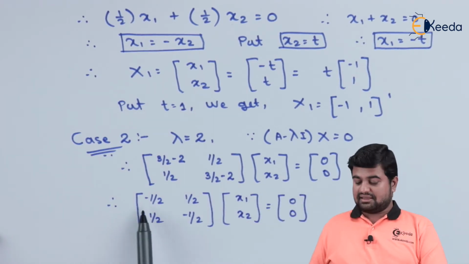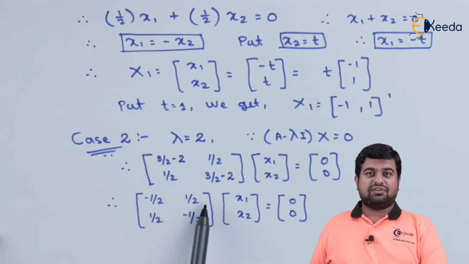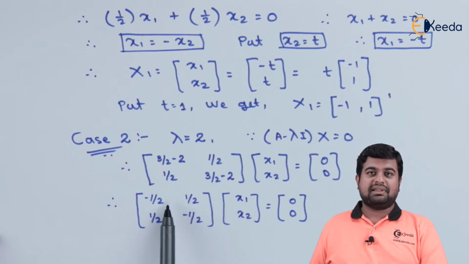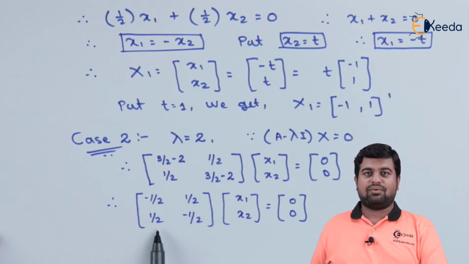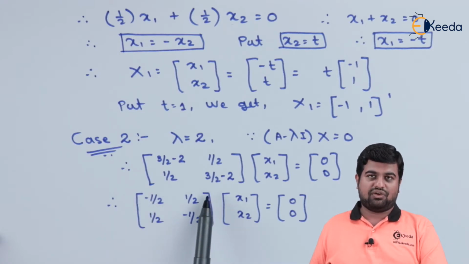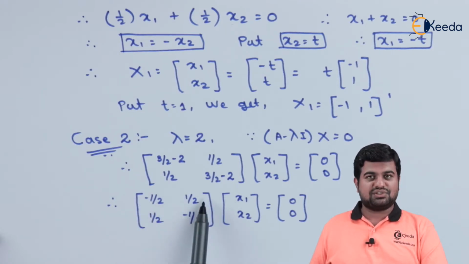As we can see, if we take the first row and multiply it by minus 1, I'll get the second row. Therefore, these two rows are nothing but the same. So I'm going to consider only one row out of the same, and I'm going to consider the first row as my answer.